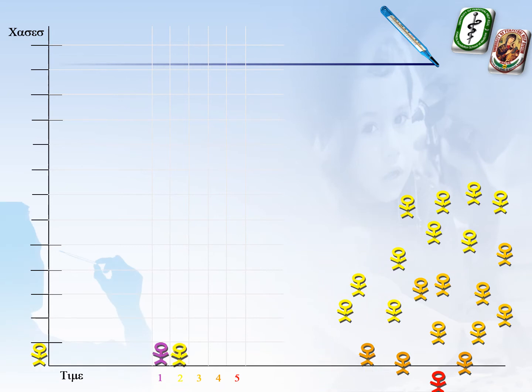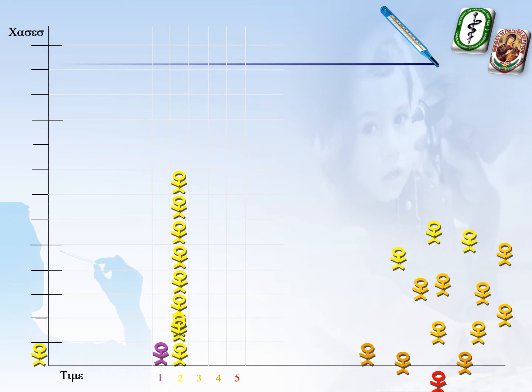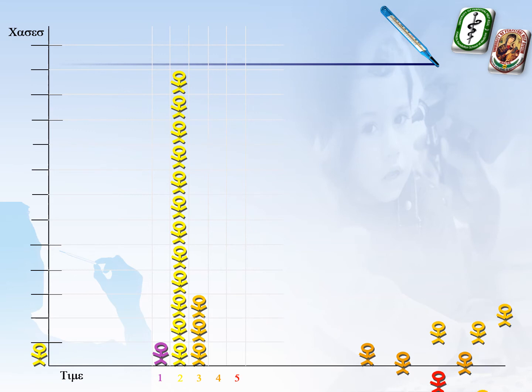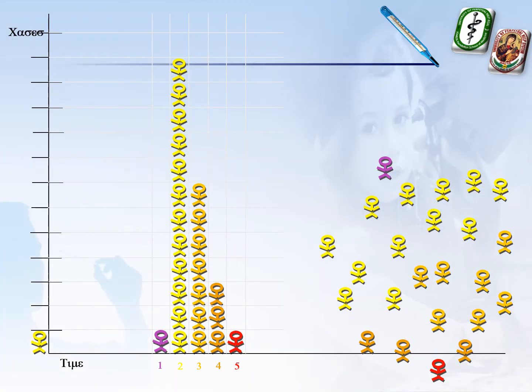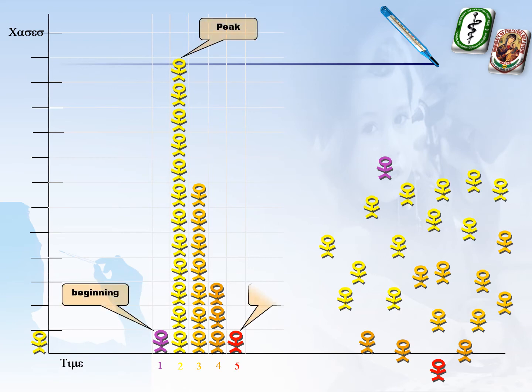So this is an example of an epidemic curve. As seen in the slide, one by one, you can plot your cases according to the time of onset. In an epidemic curve, you can identify the peak, the date of the peak, the beginning of the curve, the date of start, and the end of the curve, or the date of end, and the entire period of the disease outbreak. That's the peak, the beginning, and the end, and the entire period.